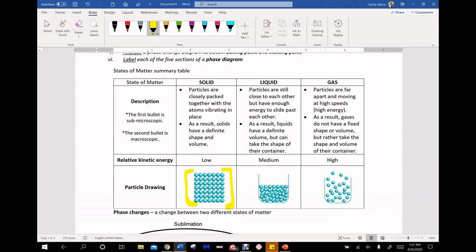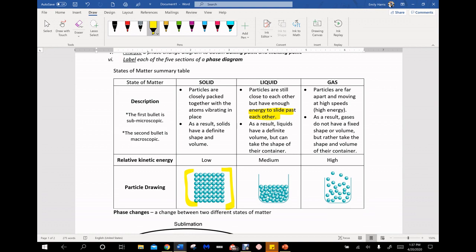And as a result, solids tend to take on a set shape and volume. Because their atoms are just vibrating in place and not really moving around, their kinetic energy, or energy of motion, is going to be low. Now, for solids and liquids, what they share in common is that their particles are still close to each other, but what's different about a liquid is they now have enough energy to slide past each other as well. And so as a result, liquids have a set amount of volume, but they can take on the shape of whichever container we put them in.